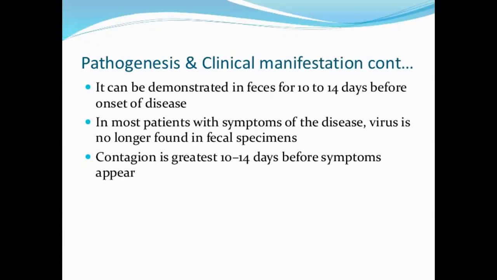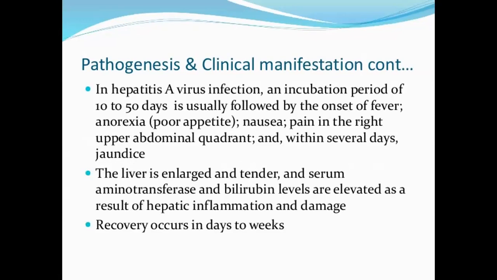The virus can be demonstrated in the feces for 10 to 14 days before the onset of disease. In most patients with symptoms of disease, the virus is no longer found in fecal specimens, and contagiousness is greatest 10 to 14 days before symptoms appear. In hepatitis A virus infection, an incubation period of 10 to 50 days is usually followed by onset of fever, anorexia, poor appetite, pain in the right upper abdominal quadrant, nausea, and within several days, jaundice.